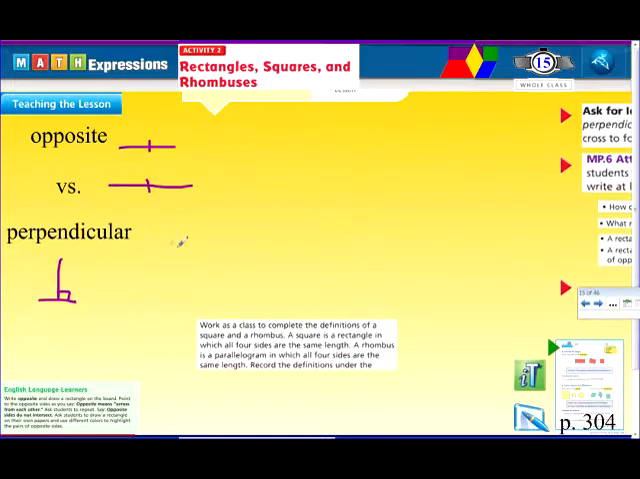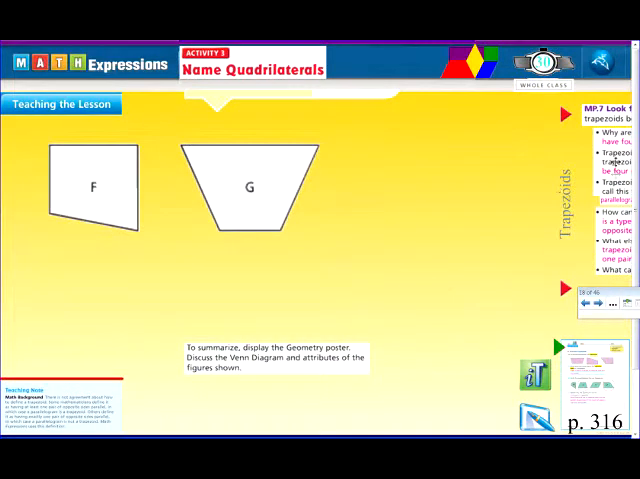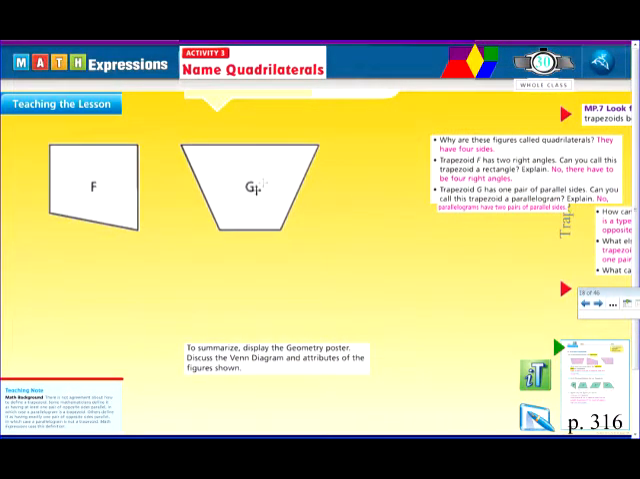What's the difference between a square and a rhombus? A square is a rectangle in which all 4 sides are the same length. A rhombus is a parallelogram in which all 4 sides are the same length. Well, let's look at a trapezoid. Trapezoid G has 1 pair of parallel sides. Can this trapezoid be a parallelogram? No, because these 2 sides have to also be parallel.